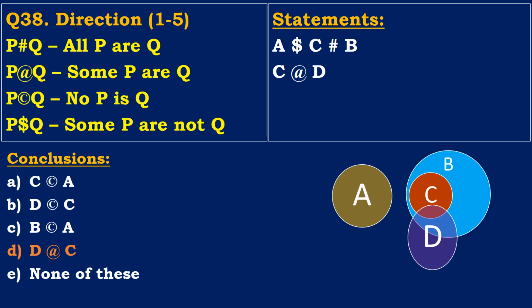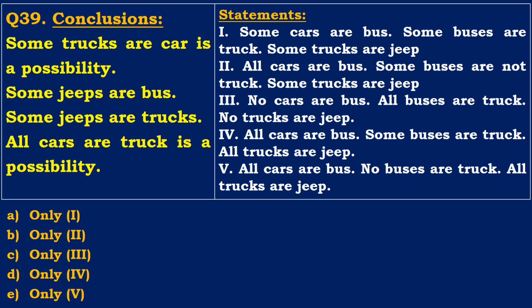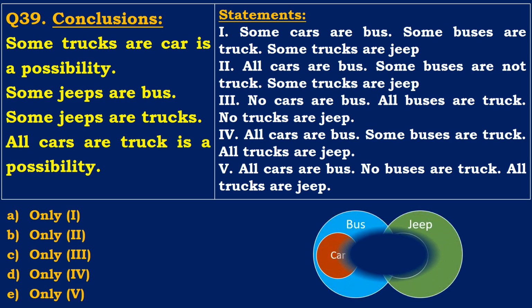Model 6. Reverse syllogism. Challenge 39. Conclusions. Some trucks are car is a possibility. Some jeeps are bus. Some jeeps are trucks. All cars are truck is a possibility. Statements. Some cars are bus. Some buses are truck. Some trucks are jeep. All cars are bus. Some buses are not truck. Some trucks are jeep. No cars are bus. All buses are truck. No trucks are jeep. All cars are bus. Some buses are truck. All trucks are jeep. All cars are bus. No buses are truck. All trucks are jeep. All conclusions follow statement 4. Hence option D is correct.